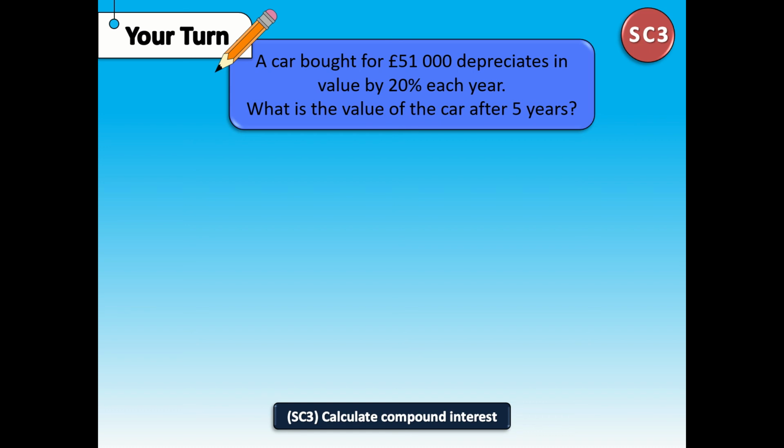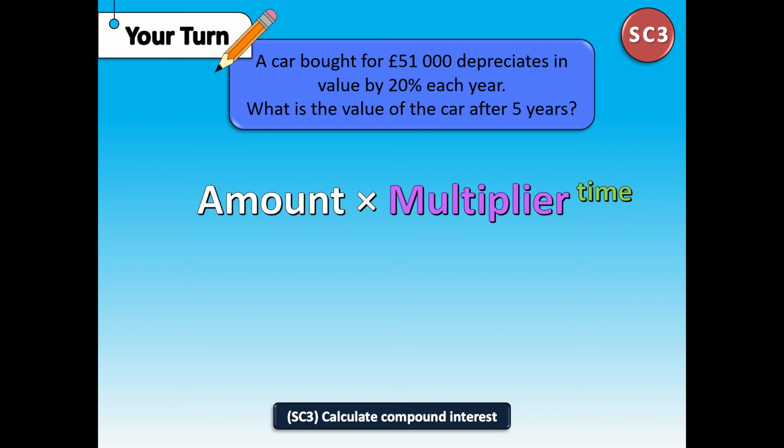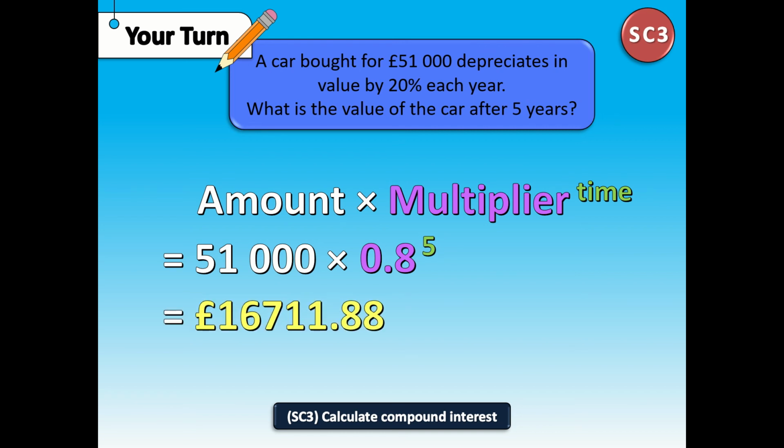So this question says a car bought for £51,000 depreciates in value by 20% each year. What is the value of the car after 5 years? So we do the amount, 51,000, times the multiplier. So depreciates means it loses value. So we've lost 20%. So that means there's 80% left. So the multiplier is 0.8. And we do that to the power of 5. So our answer is £16,711.88.